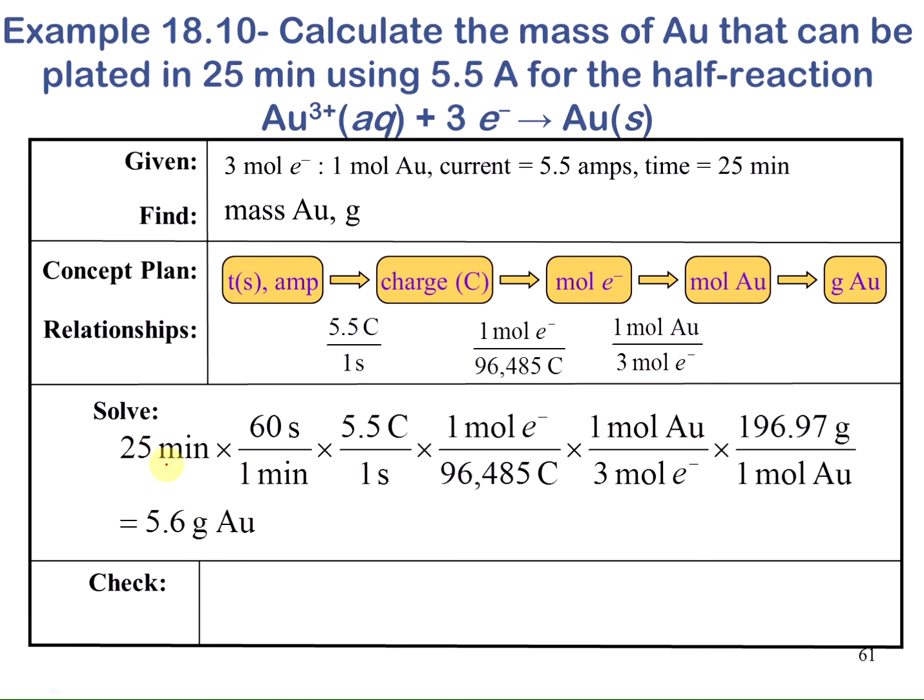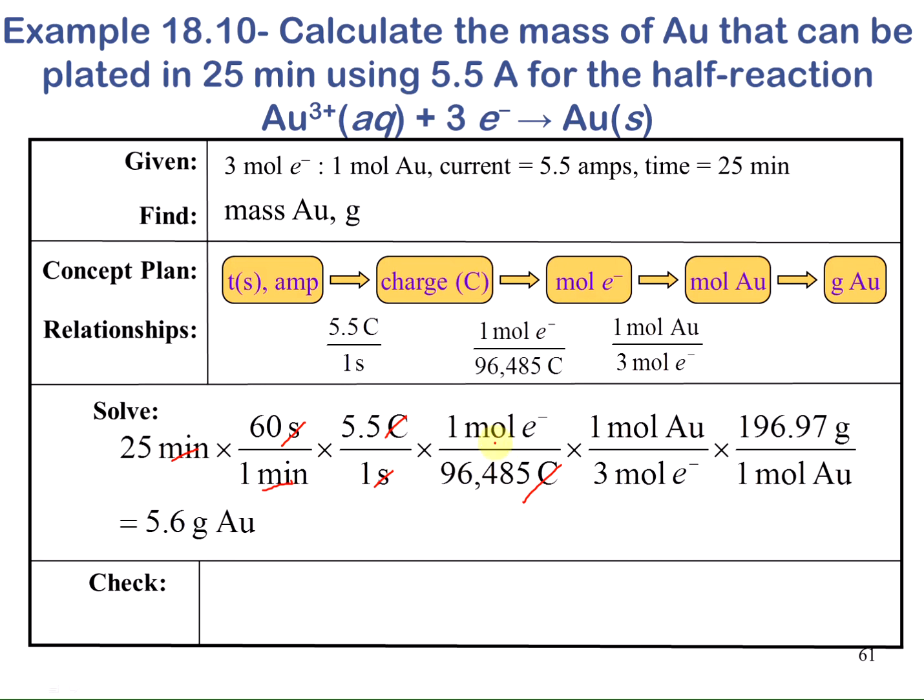So the time is 25 minutes, and the amount of current that's passing is 5.5 amps, so that's coulombs per second. To get the coulombs per second, I need the second to cancel out with something, and this time is 25 minutes. I convert minutes to seconds, so 60 seconds are in 1 minute. And then using the amps, 5.5 coulombs per second. And then using Faraday's constant, the charge of 1 mole of electrons is 96,485 coulombs, so coulombs cancel out. Seconds cancel out. I forgot to mark those out.